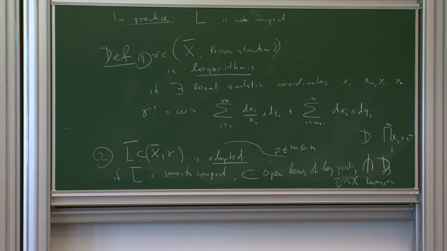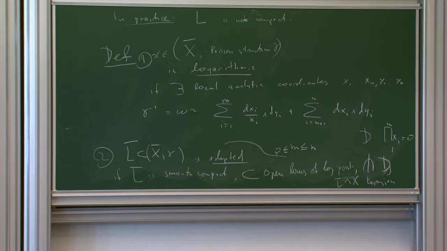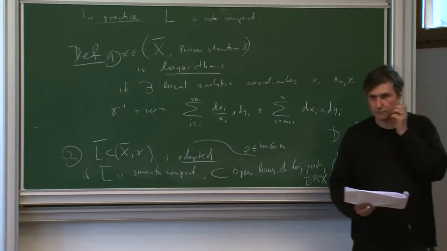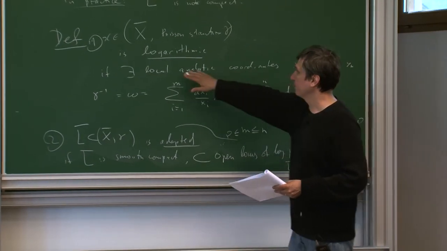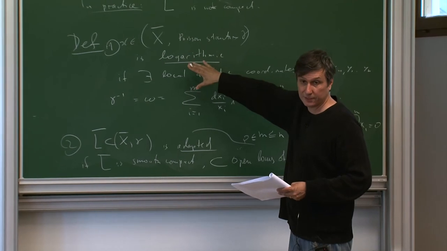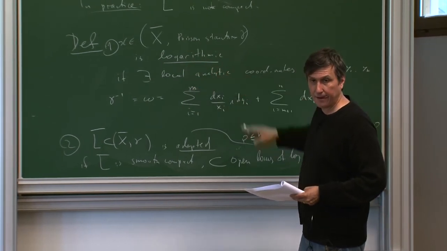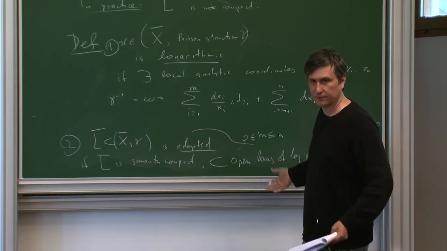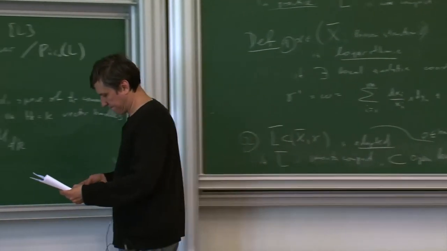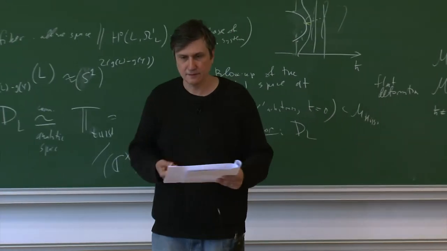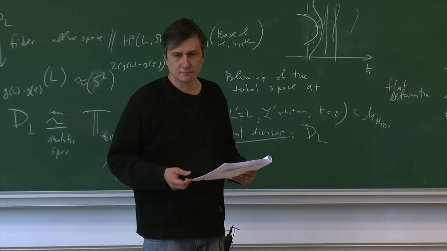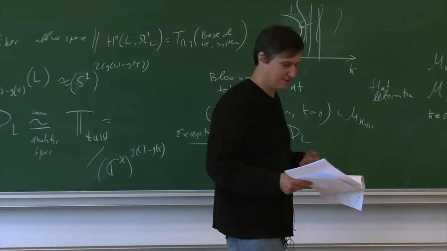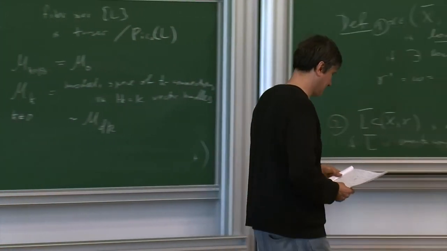Yeah, so the set of points which are logarithmic form an open subset, essentially by definition. And so this L should lie entirely in this open subset, and be compact. Why do we work with smooth Lagrangians only? I will explain later, because there will be some troubles with non-smooth ones. Yeah, this I understand. Okay, troubles are unavoidable.